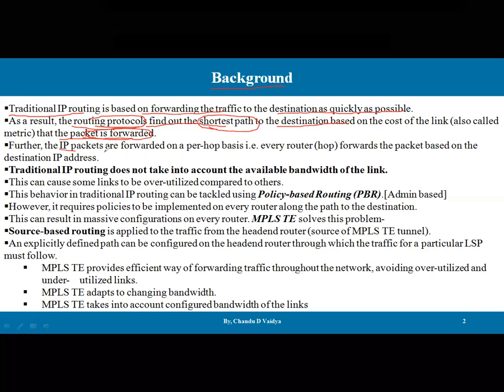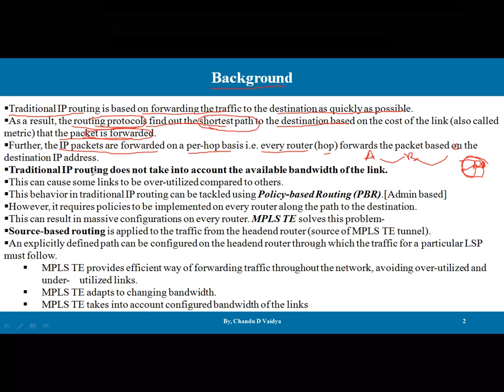Further, IP packets are forwarded on a per hop basis. That is, every router is a hop. Let's say if I have A, B, and C, here this is one hop, and there is a second hop. Each hop forwards the packet based on the destination IP address. So this is the target, and on the basis of this target address, the packets can be transferred.